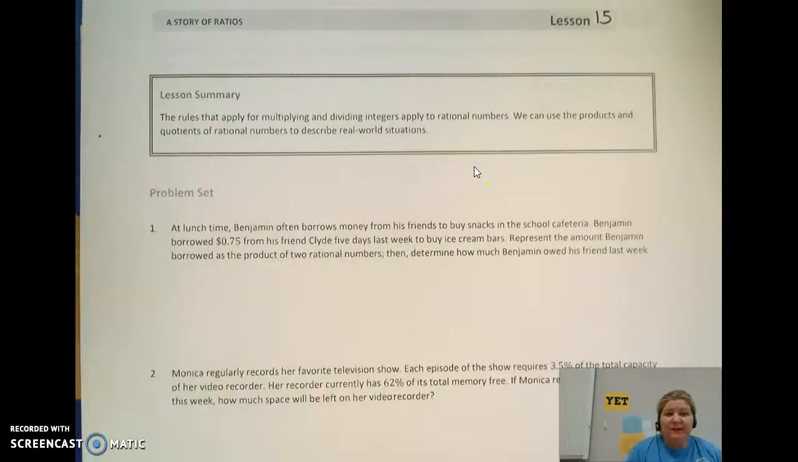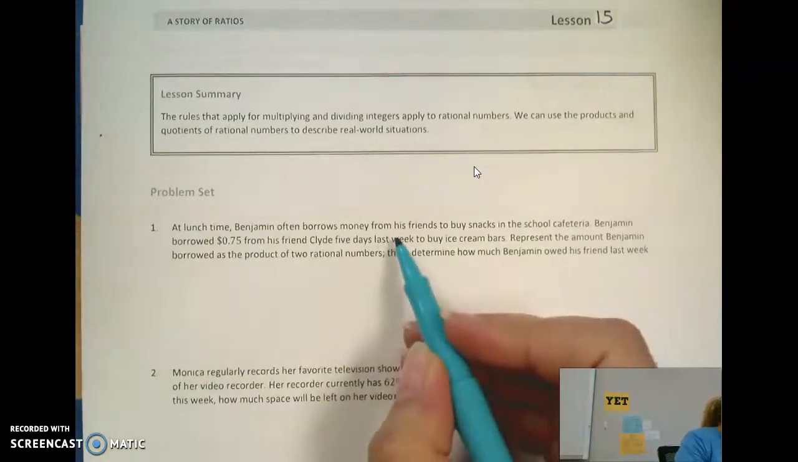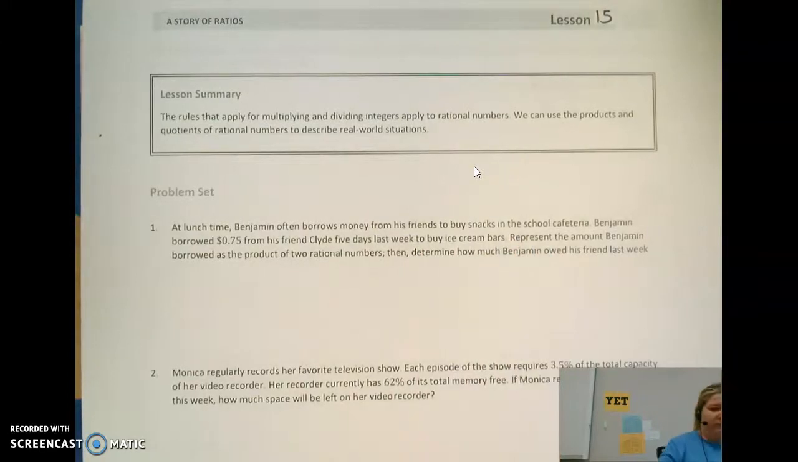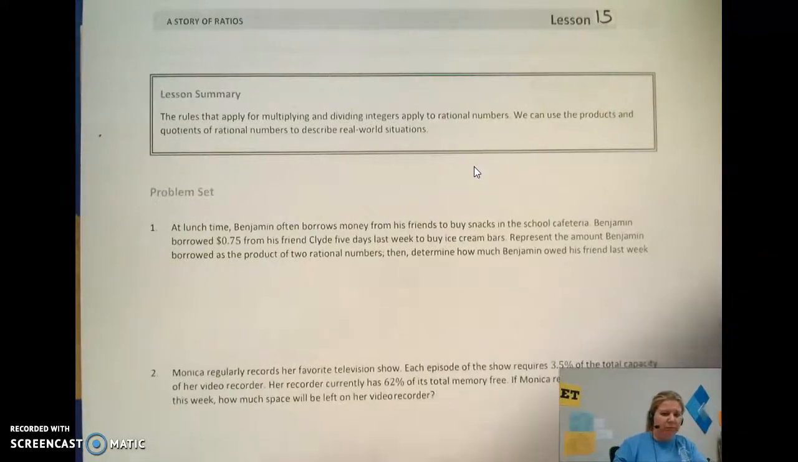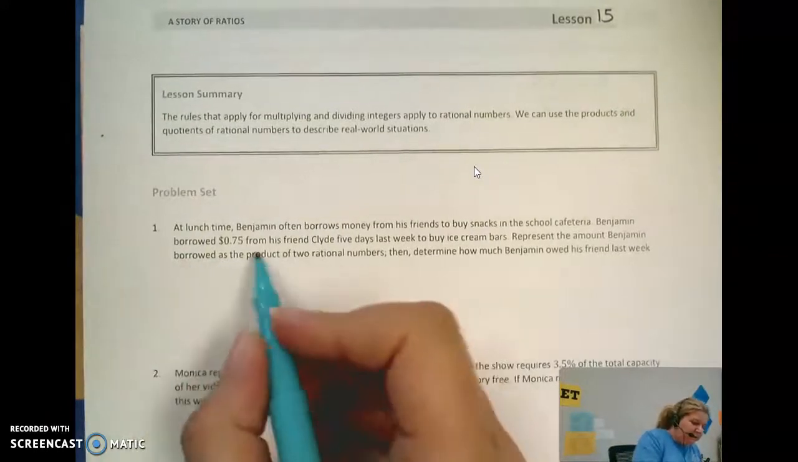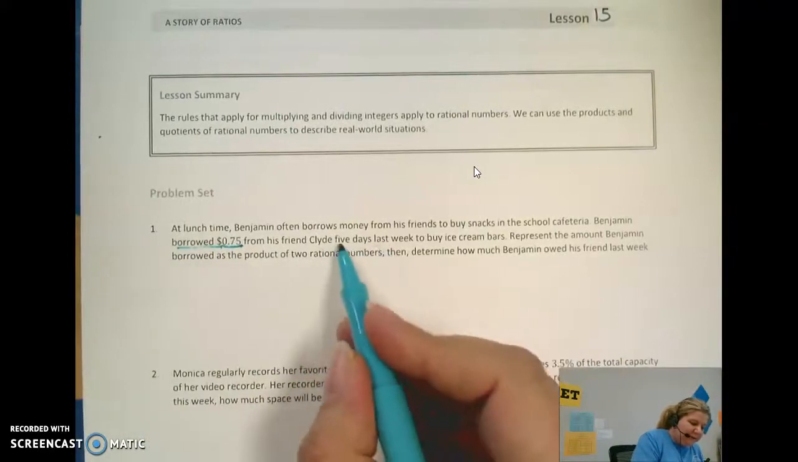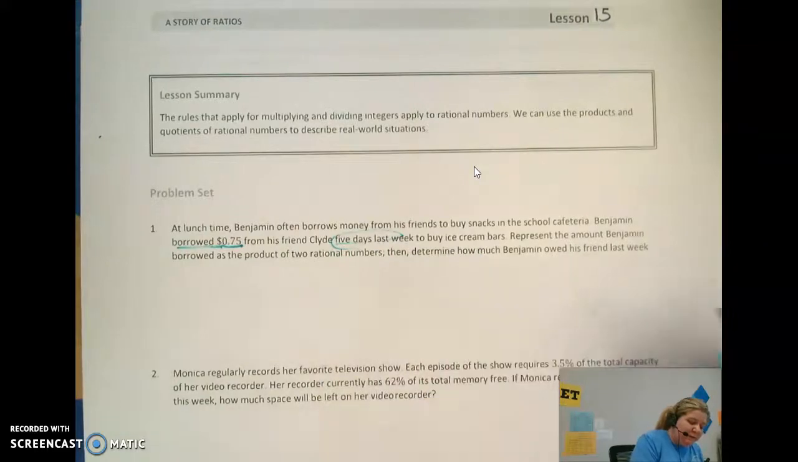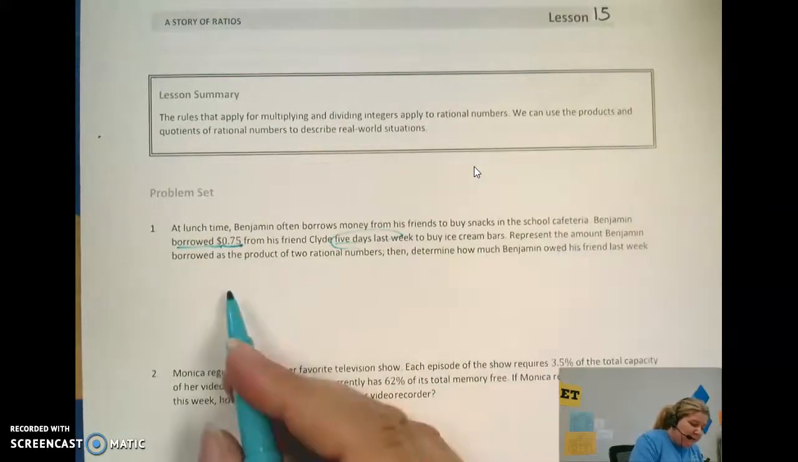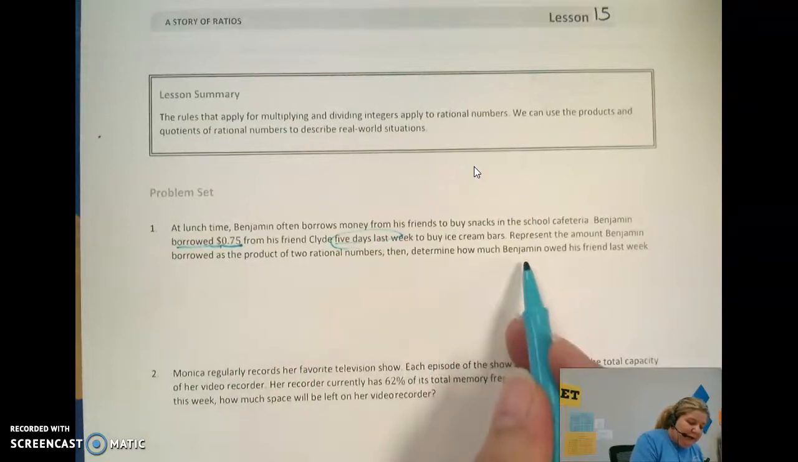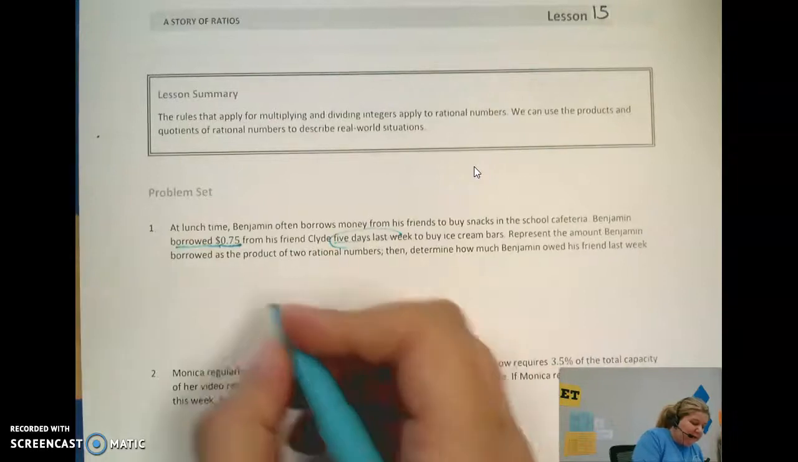So now we're going to look at the problem set for lesson 15. Number 1. At lunchtime, Benjamin often borrows money from his friends to buy snacks in the school cafeteria. Benjamin borrowed 75 cents from his friend Clyde 5 days last week to buy ice cream bars. Represent the amount Benjamin borrowed as the product of two rational numbers. Then determine how much Benjamin owed his friend last week.